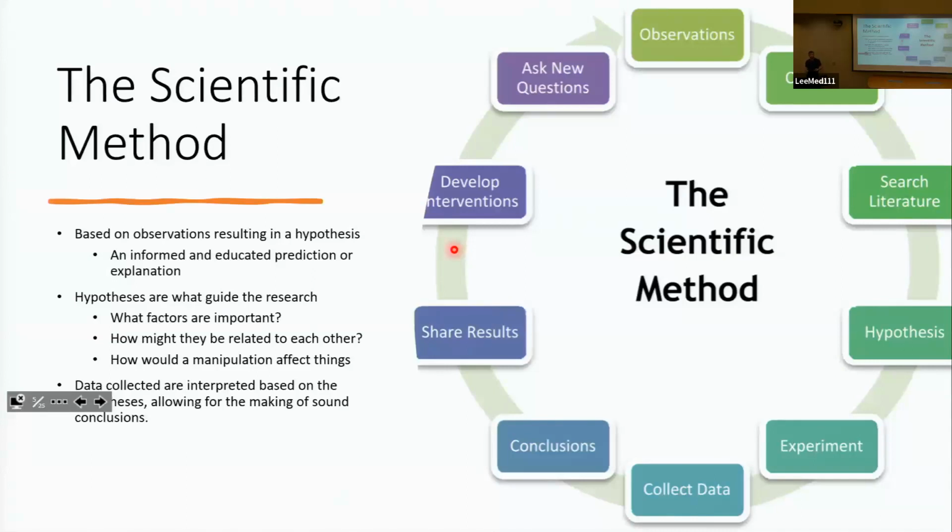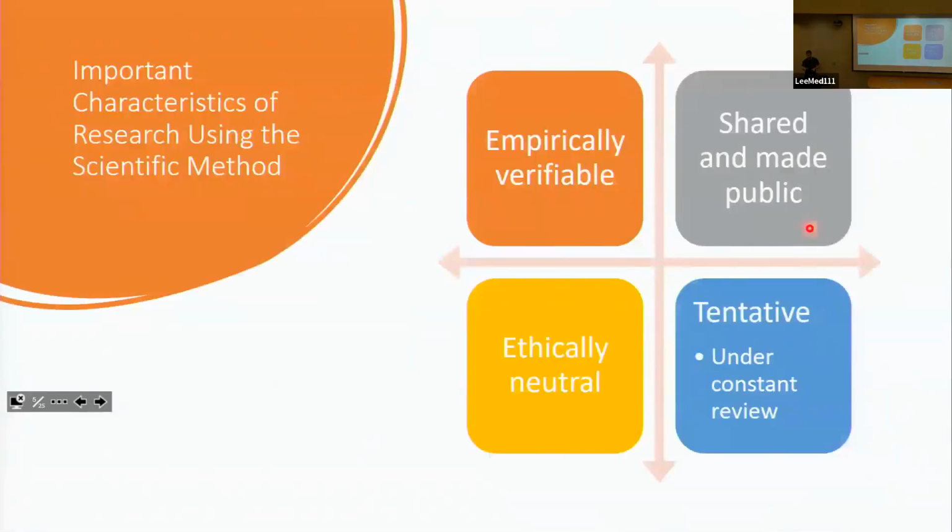It keeps people like myself having a job, but at the same time, it means that it never really ends because there's always, after that sharing of results, a modification of the hypotheses, perhaps new theories come along that then require some new questions to be generated and then to test those. So some important characteristics of research that's using the scientific method that I really want to highlight is, firstly, it's empirically verifiable.